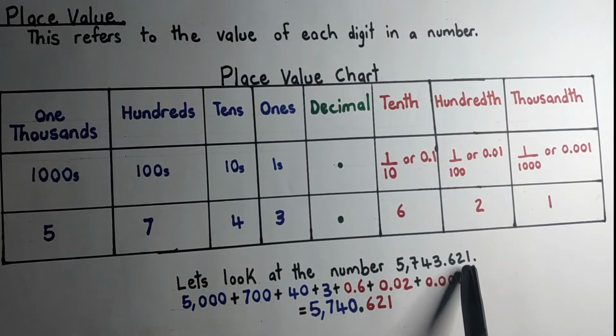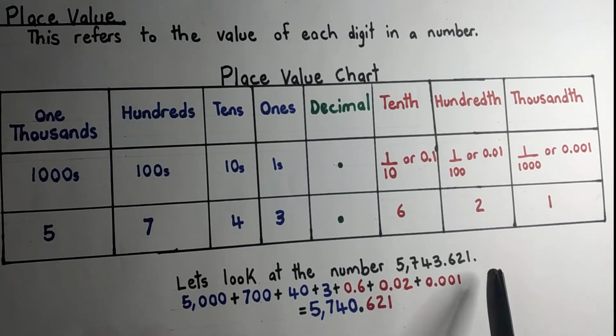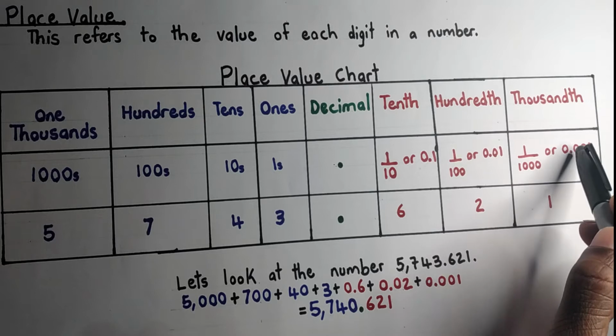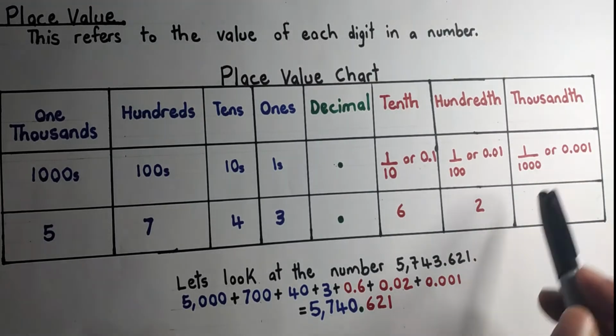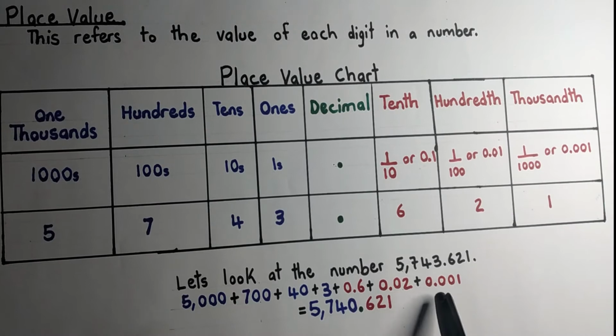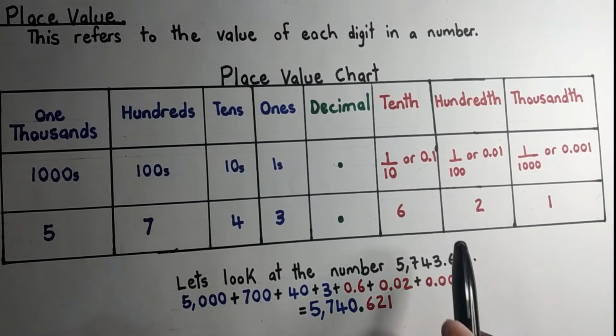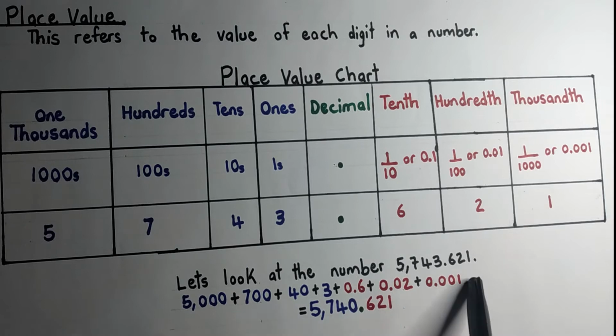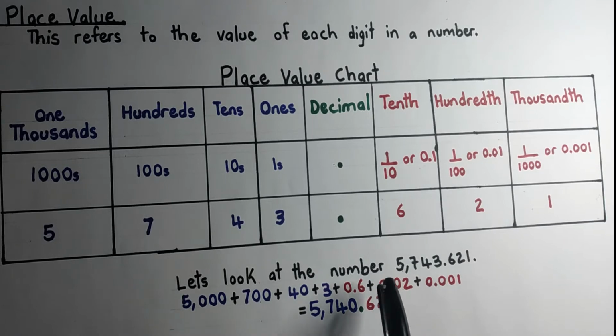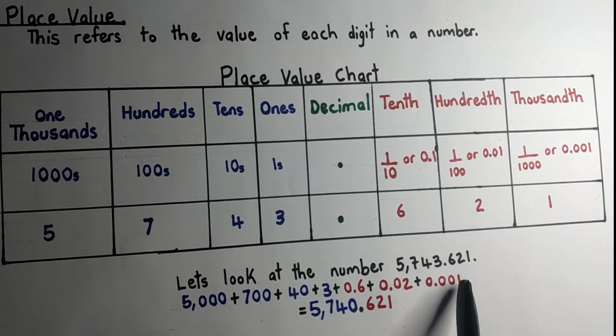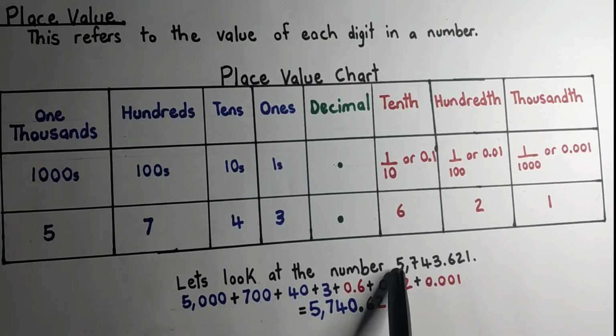Same thing for the next number. 2 times 0.01 would give you 0.02. And 1 times 0.001, well, 1 times anything remains the thing, so of course the result would be 0.001. Now if you add up all of these, you'll obtain the same number right here. So all we did was establish the value of each digit in this number. Hopefully you got that.